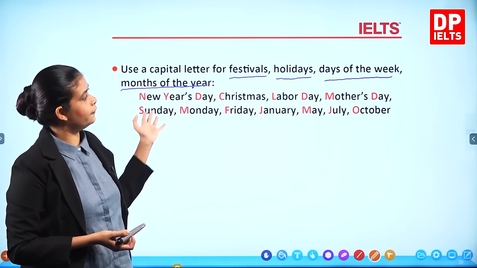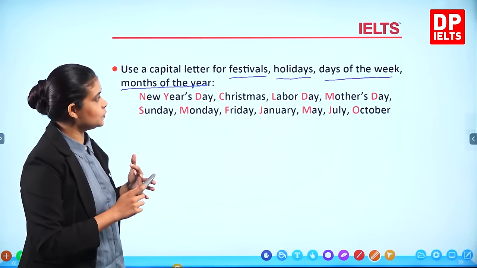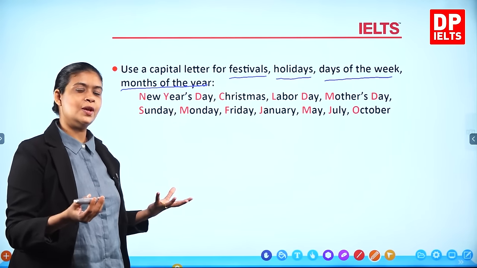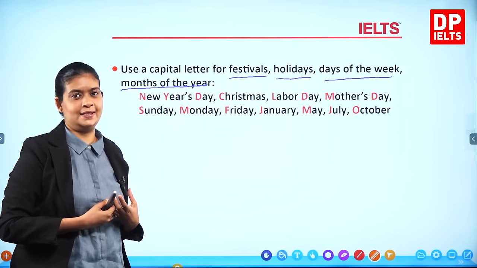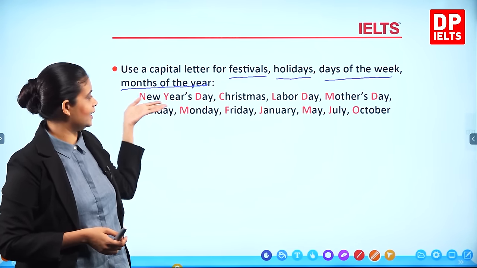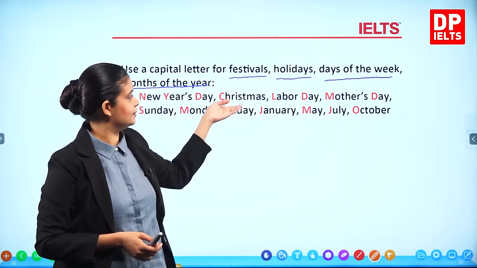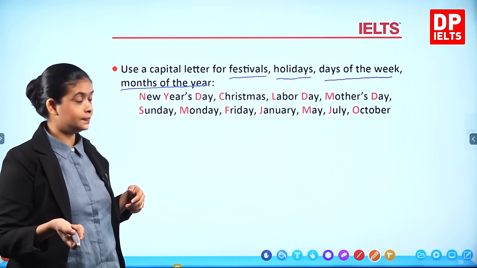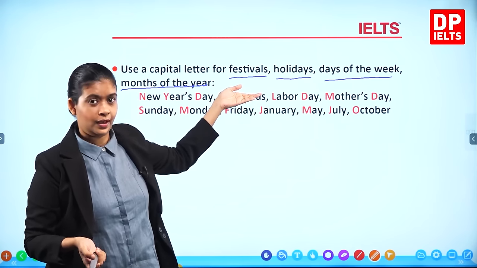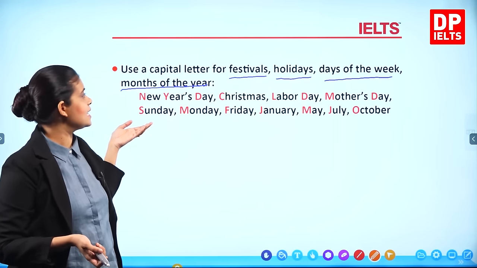So, there are four purposes: festivals, holidays, days of the week, and months of the year. All of those, we use the capital letters. New Year's Day. Okay, so that is a holiday. Christmas is a festival. Labor Day is a holiday, okay, special holiday. Mother's Day is a special holiday.